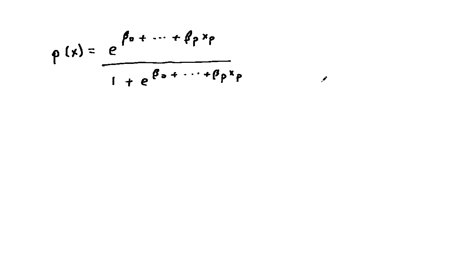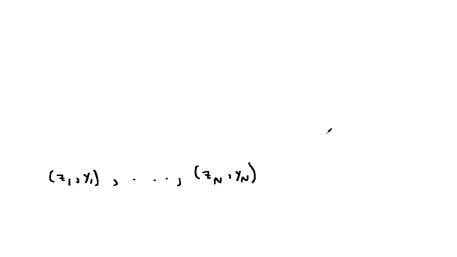Recall that the posterior probability function is given by this. Let's say our training data is z1, y1 through zn, yn. The y values are either 0 or 1. The probability of the observed data is given by the product of the probabilities that y equals 1 for those zi whose y value is 1, and the probabilities that y equals 0 for those zi whose y value is 0.